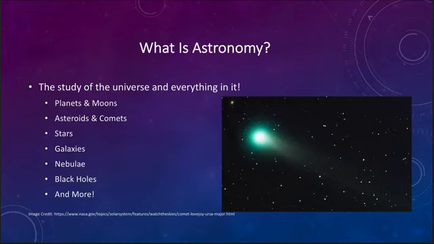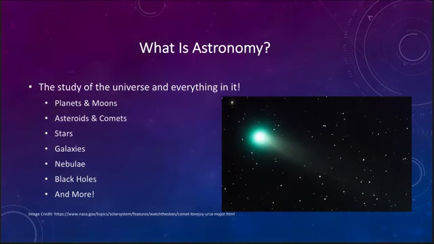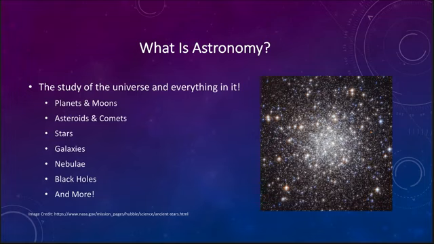Now, not everything we study in astronomy is within our own solar system. We also look at other objects, and that would include things like stars. A picture of an individual star doesn't look like much because stars are so far away that even to the largest telescopes, they just look like points of light. So this is an example of a star cluster that we see, a grouping of stars, here taken by the Hubble Space Telescope.